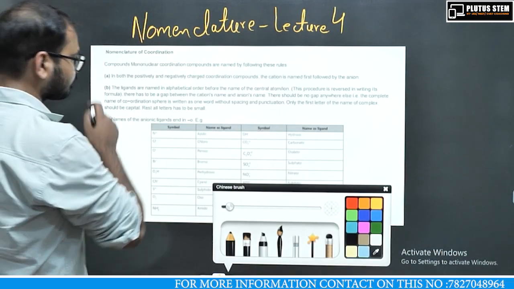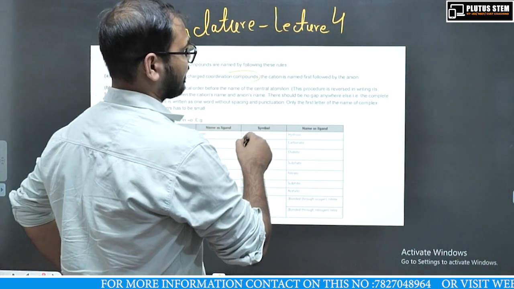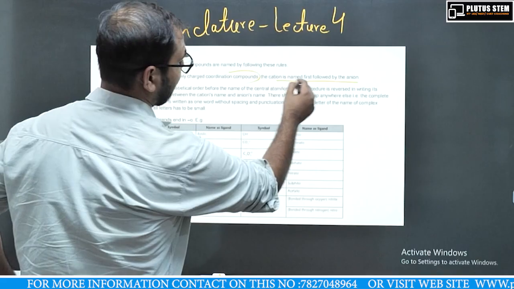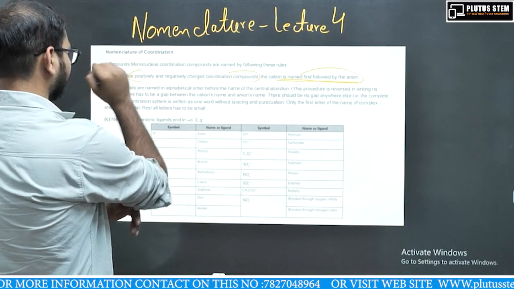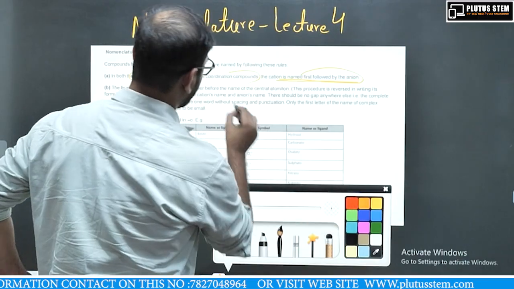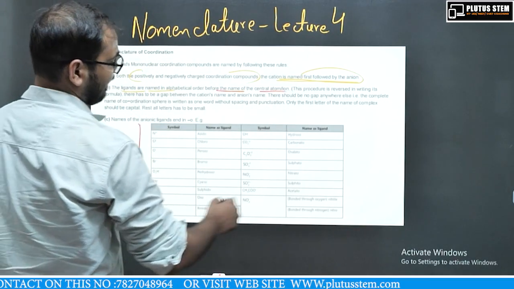First, your coordination sphere can be both positively and negatively charged, and the cation is named first, followed by the anion. The ligands are named in alphabetical order, which we have already discussed, in the form of the central ion. This is the name of the ligand that you will find.